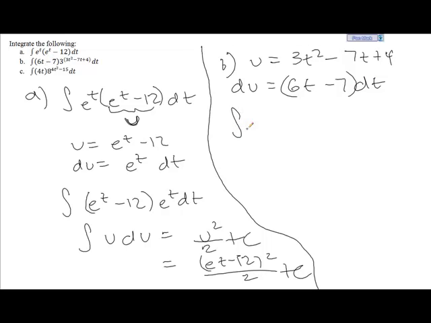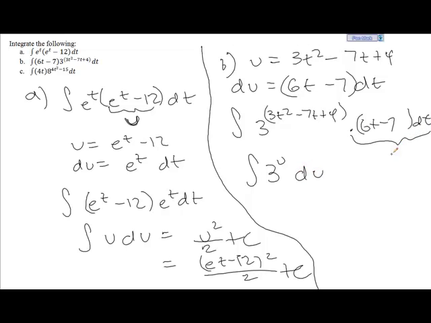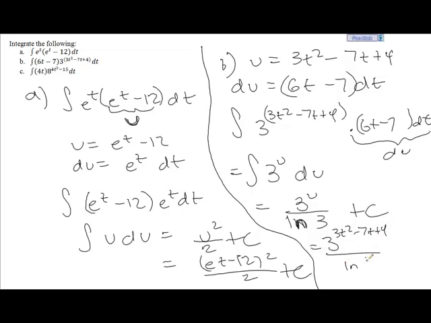If I switch these two terms just to make it look a little prettier, 3 to the 3t squared minus 7t plus 4 times 6t minus 7 dt, I can see that I have the integral of 3 to the u, and then this whole thing right here, that's du. So I know that the integral of an exponential function is 3 to the u over the natural log of 3 plus c. And now I can plug my u back in, so that's going to be 3 to the 3t squared minus 7t plus 4 all over ln 3 plus c.